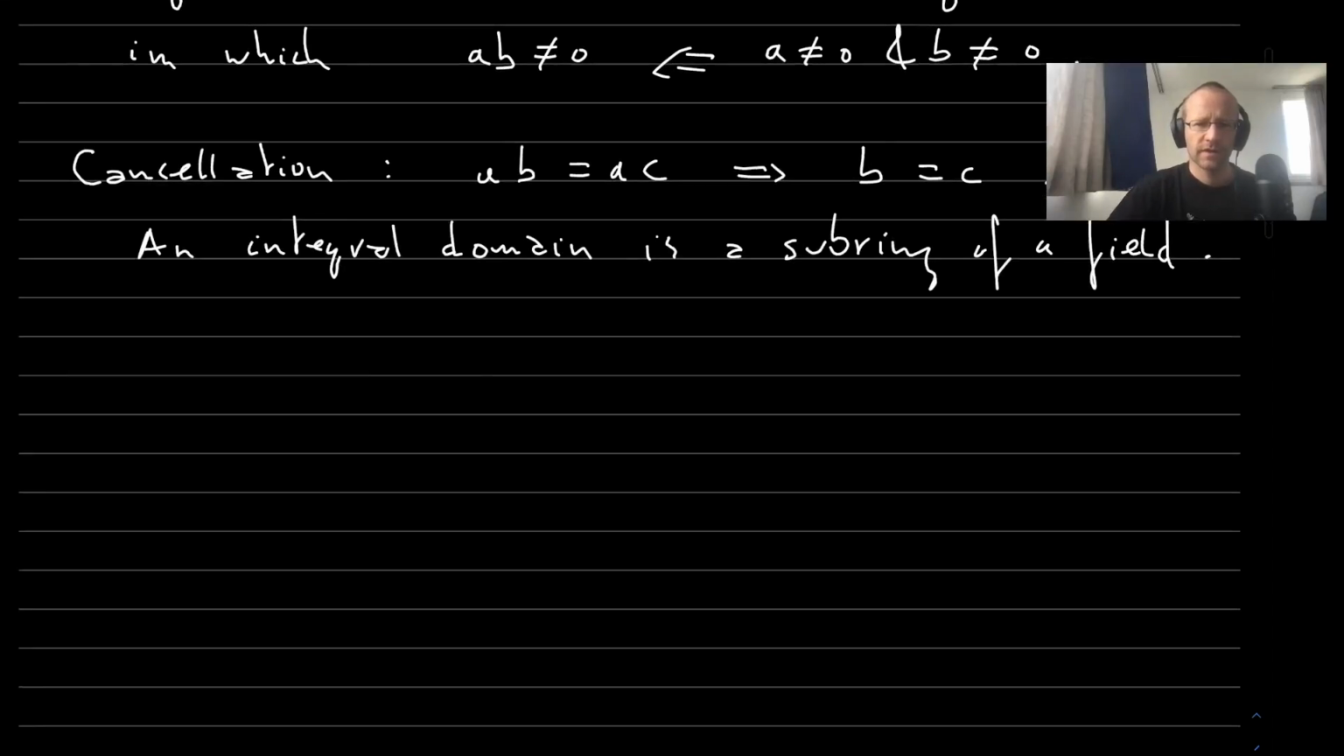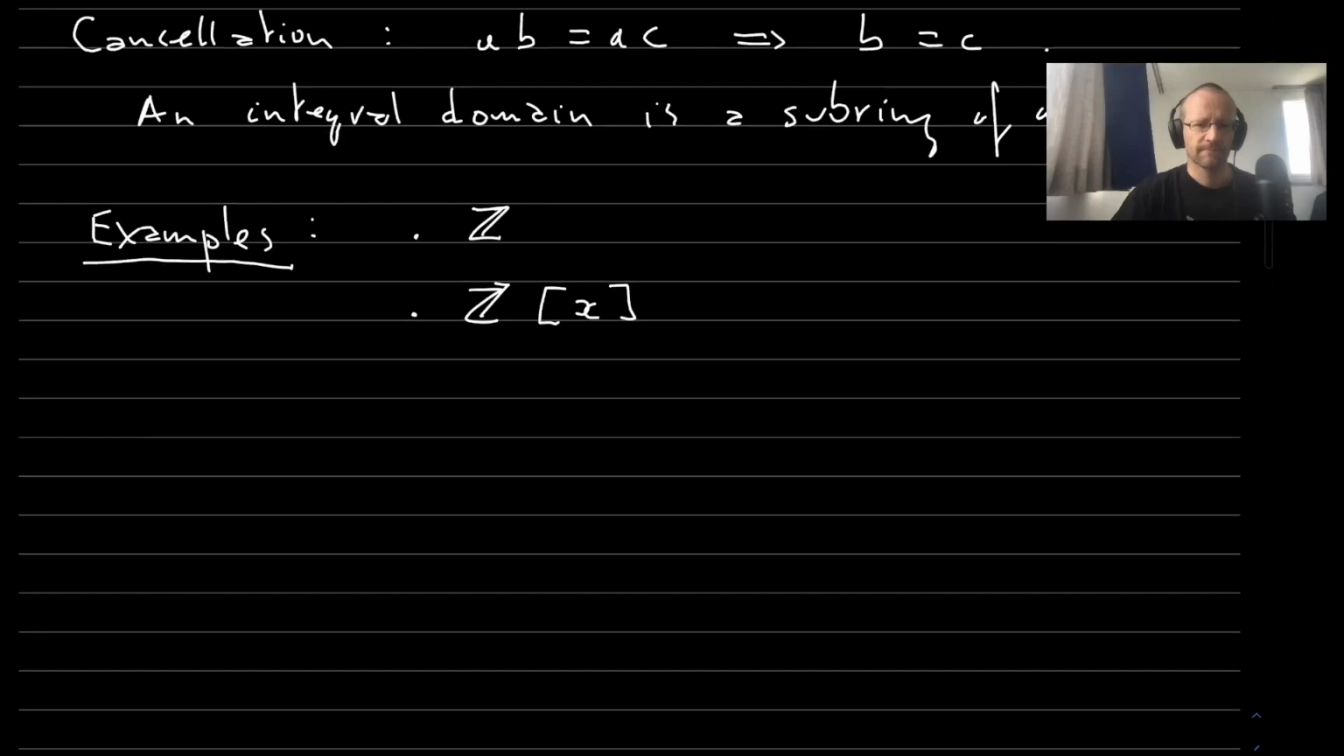So what are interesting examples of integral domains? Interesting examples are the integers, but also polynomials over the integers, or in fact polynomials over any integral domain.